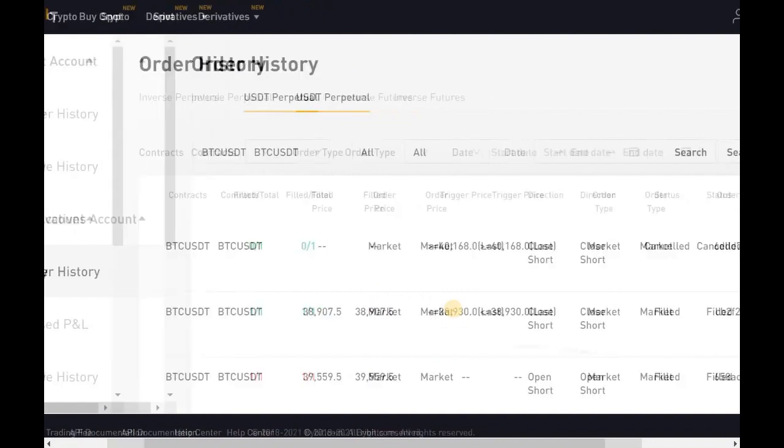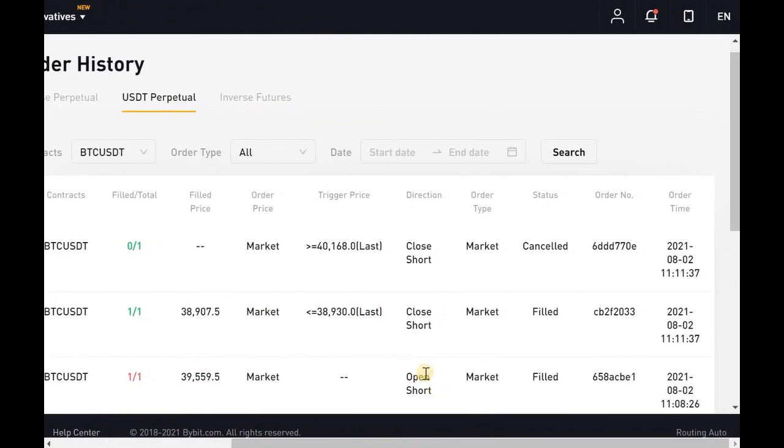Let's scroll. You would see right here, open short, close short. That shows that this trade was executed. That means my short position was filled and my take profit level, the order was filled also. So that means I made profit on this. You can also see the timestamps right here. I placed these orders at around 11:08 a.m. and my take profit was around 11:11 a.m. I just wanted to share this with you guys because if I don't show you, you won't actually believe that this strategy actually works. Now let's go over to the trade history.